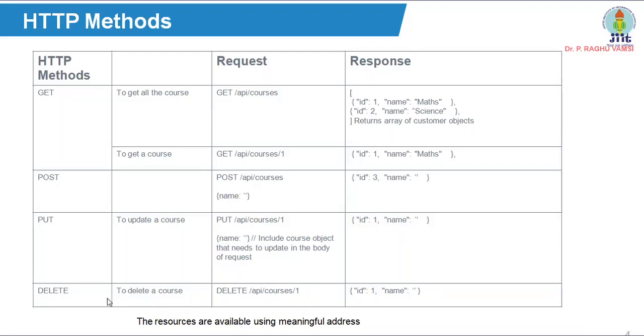Coming to DELETE, it is nothing but to delete the course. So you need not pass any parameter here. Simply /1 with DELETE, then automatically the first course will be deleted from the list. So this is the general way of accessing the RESTful API.